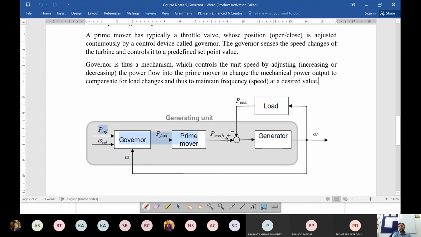As there is a disturbance here, this omega changes, and in case of power increasing, the electrical demand increasing, this omega basically decreases. This is being sensed by the governor in real time, and as soon as it senses that the frequency has dropped, the control mechanism is designed in such a way that it will increase the power input to the prime mover, P fuel.